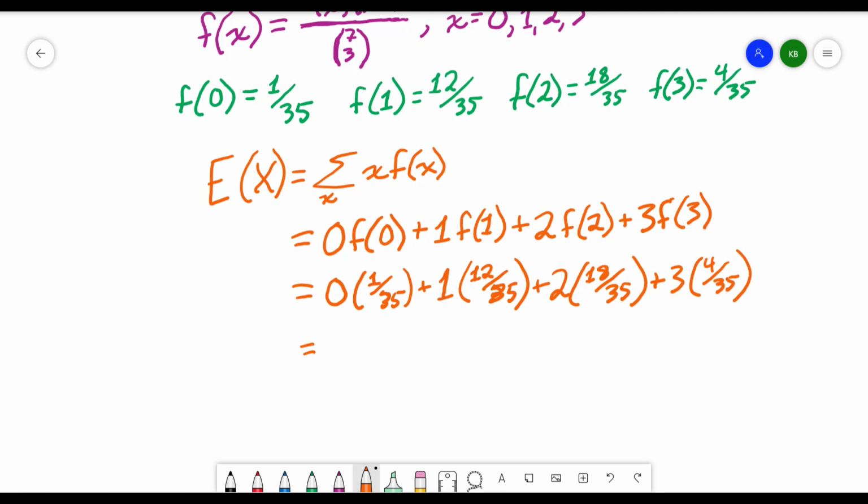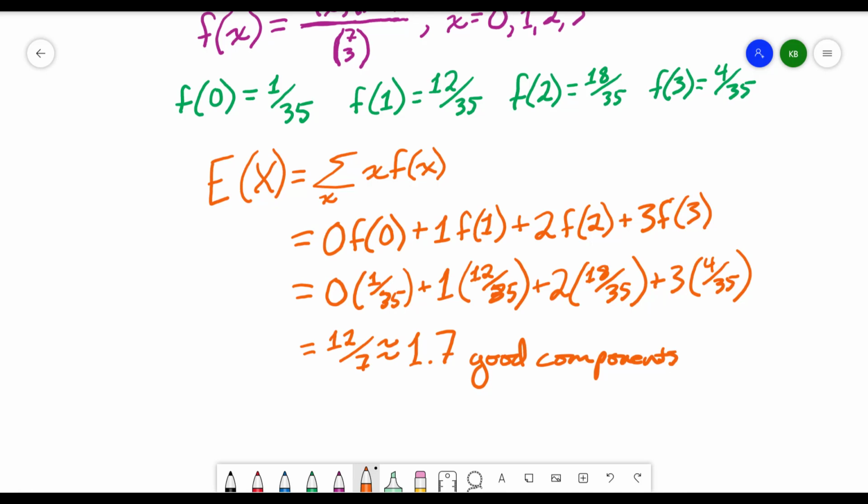And when I do all of my multiplication and addition, I end up with 12/7, which is about 1.7 good components. Now, one quick thing that you should always check when you do these is that your expected value should fall somewhere in the range of values for x. It doesn't have to be exactly one of the x values that it could have. For example, I can't have 1.7 good components. I can have 1 or 2 though. And so 1.7 is a reasonable answer for this.